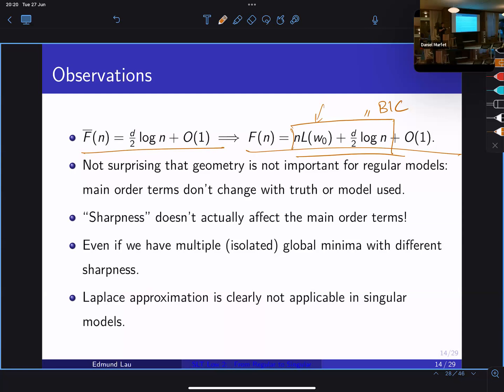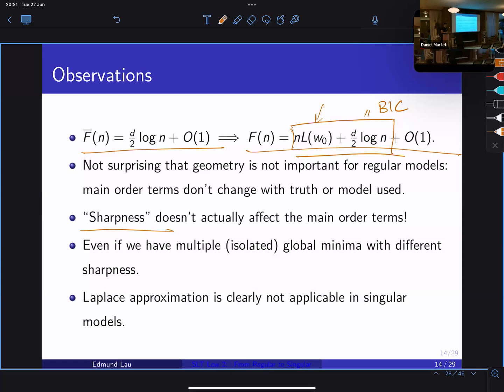I also want to observe that it is not very surprising that geometry hasn't played a big part in regular learning theory. There is just one kind of geometry to consider, a bowl. The only thing that changes between different bowls is the curvature, and the curvature does not affect the leading order term. It affects the constant order term only. The sharpness is defined in the literature in various forms. It might be the maximum of the eigenvalues of the Hessian, or the trace, the average curvature, and things like that. That doesn't affect the main order terms.